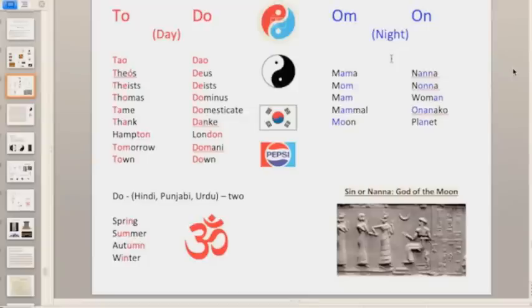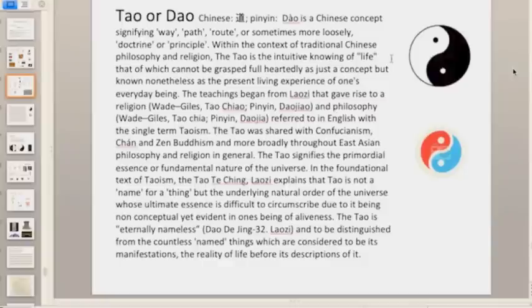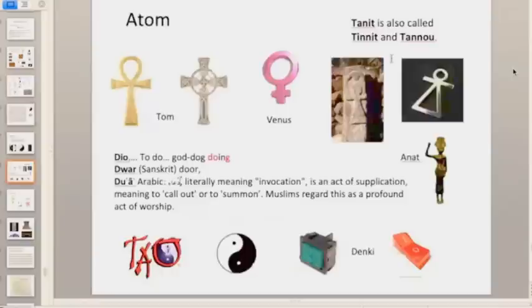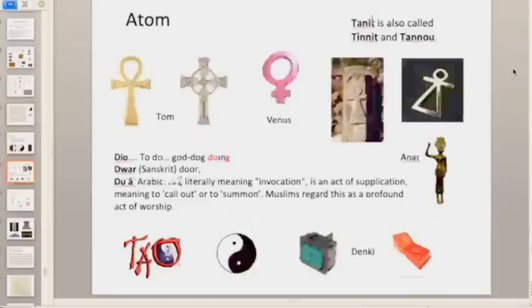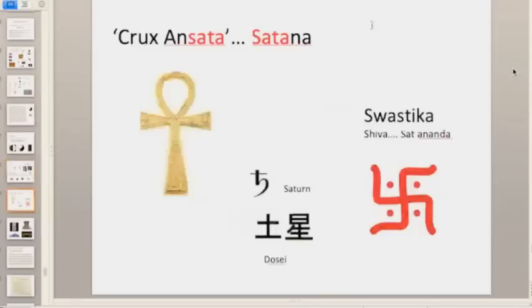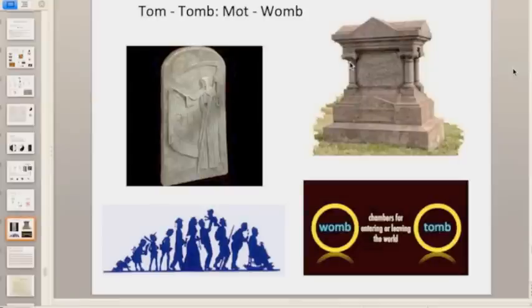Oh my. Dichotomy, Tommy. There is the goddess of the Phoenicians, Tanit. All is a tomb. The crux ansata. Well, ansata happens to be an anagram for Satana. Saturn. We come from the womb, we end up in a tomb. Tom.